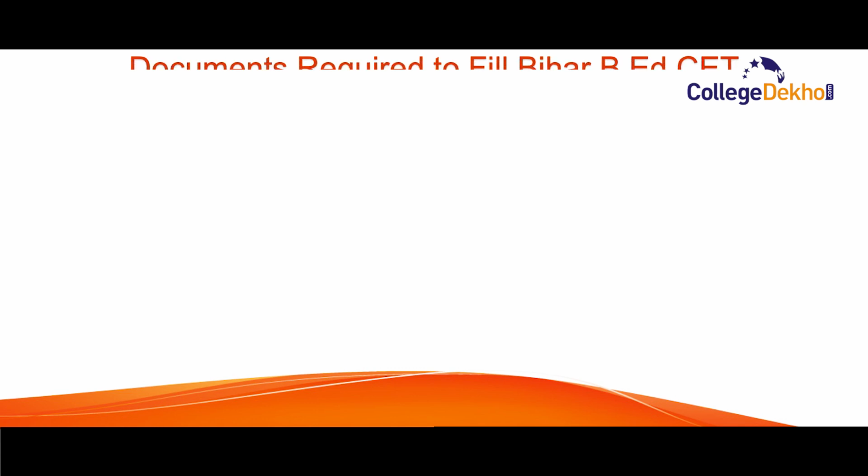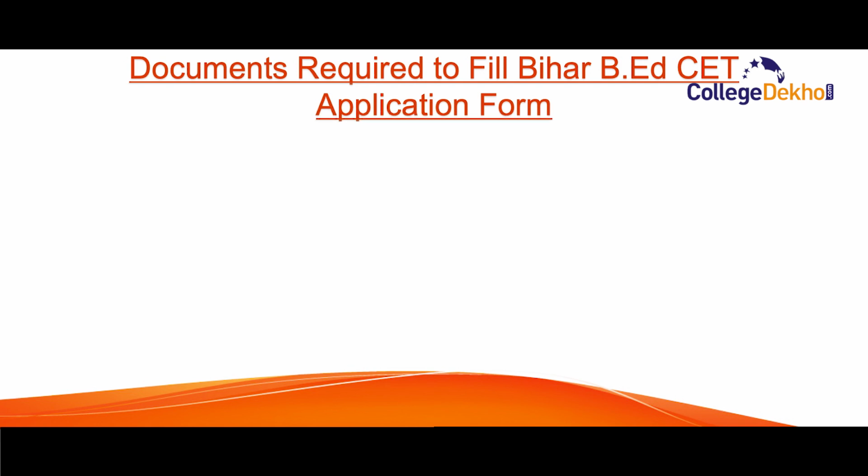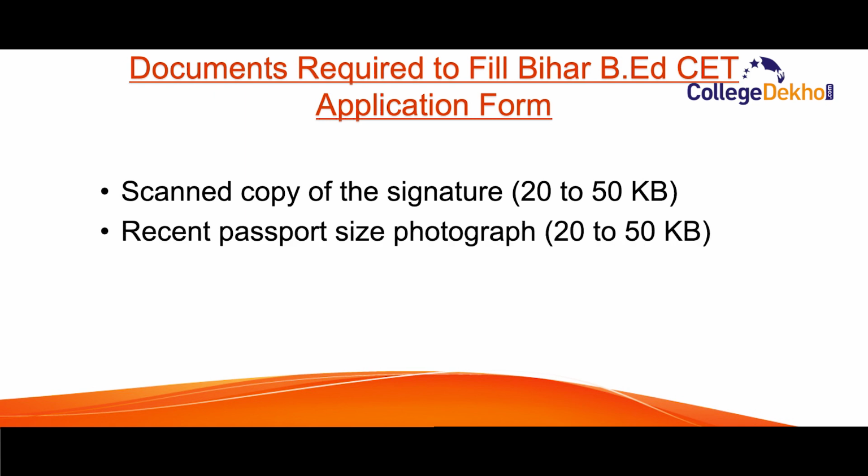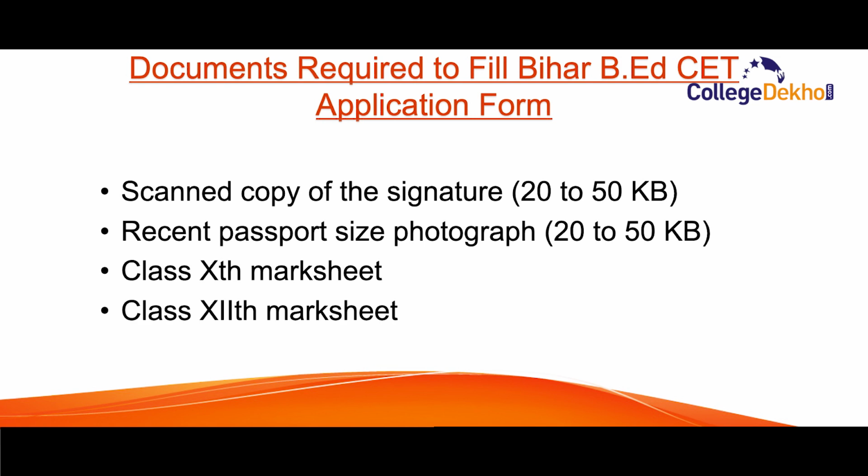Documents required to fill Bihar B.Ed Set application form. Please note that while filling the Bihar B.Ed Set application form, you will have to upload various documents in the prescribed format to complete your registration. The documents that you require to fill the Bihar B.Ed Set application form are scanned copy of the signature that should be in between 20 to 50 KB in size, recent passport size photograph that should be 20 to 50 KB in size, class 10th mark sheet and class 12th mark sheet.